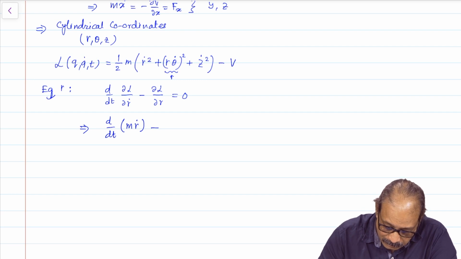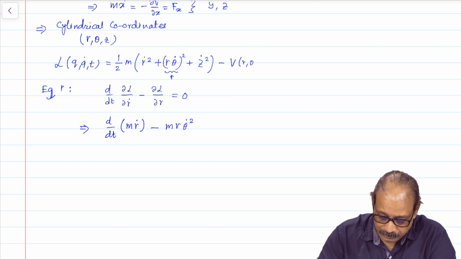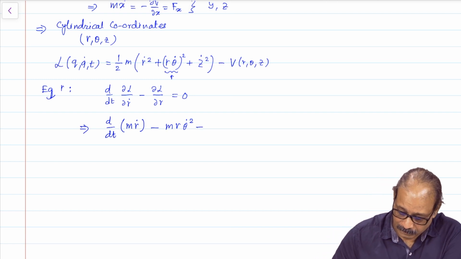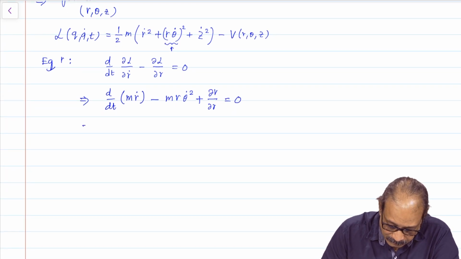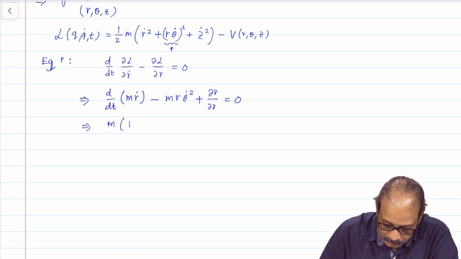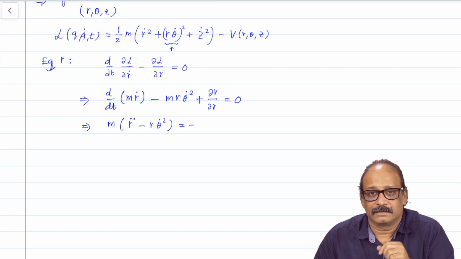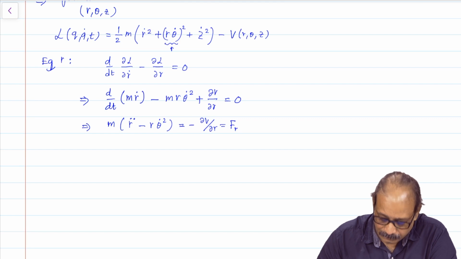So, this one will just become m R theta dot square, and then there is a R here too. So, that would be equal to minus del V over del R, and this must be equal to 0, and this gives us m R double dot minus m R theta dot square is equal to minus del V over del R, and what is that? That is nothing but the R component of the force. So, that is, del V by del R is F R.